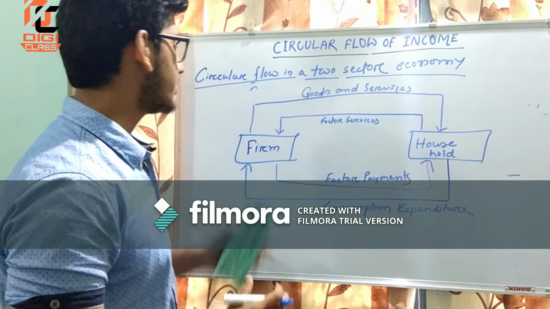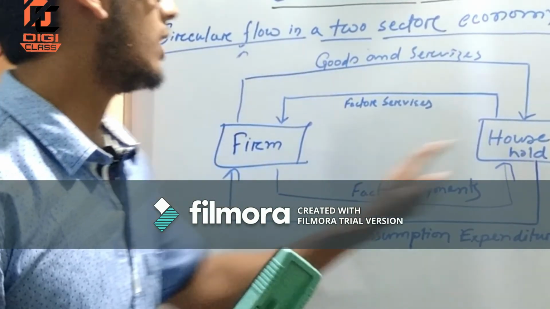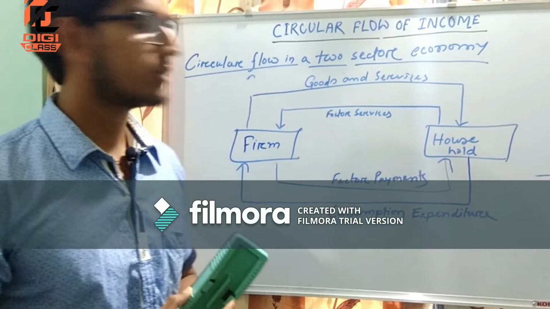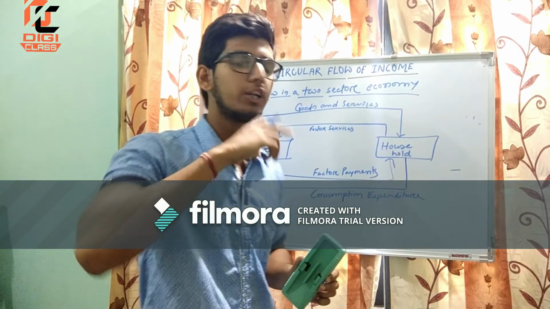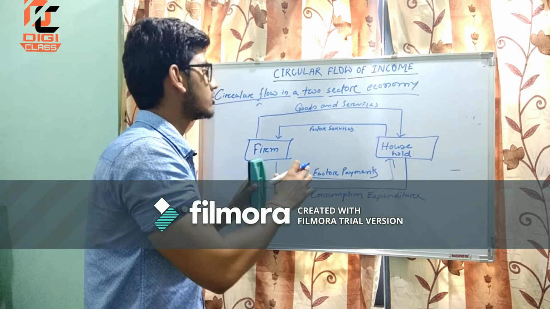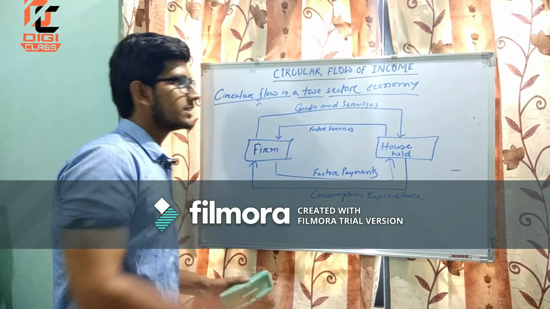So in this portion of the diagram, the money flows from farms to household sector and again from household sector to the farms. In this way, the money and the goods and services will continue flowing in a circular manner between the farm sector and the household sector. So this is the circular flow of income in a two-sector economy.